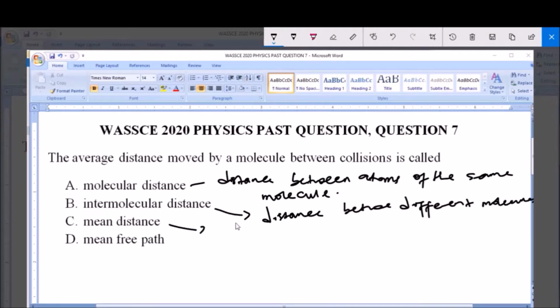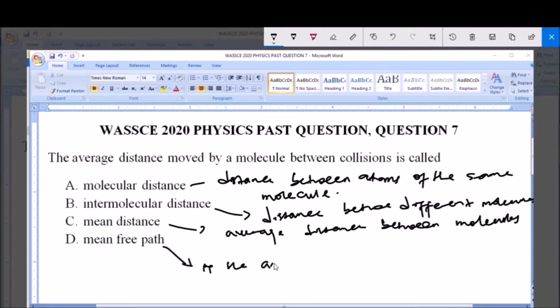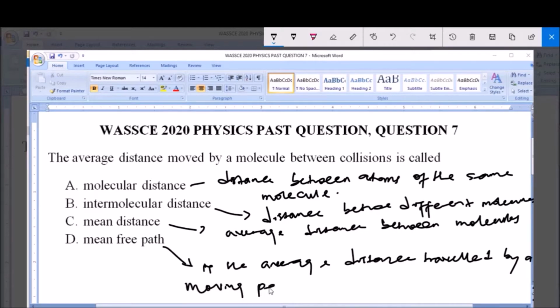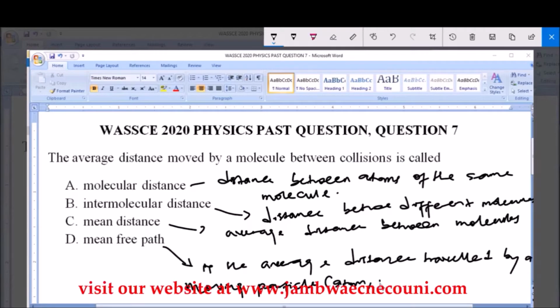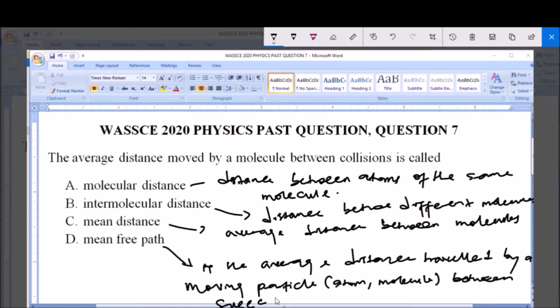Now, mean distance. This is the average distance between molecules of any element. Now, mean free path. Mean free path is the average distance traveled by a moving particle, this particle can be an atom or a molecule, between successive collisions. And the question says the average distance moved by a molecule between collisions is called D, mean free path. This is the answer to the question, mean free path.